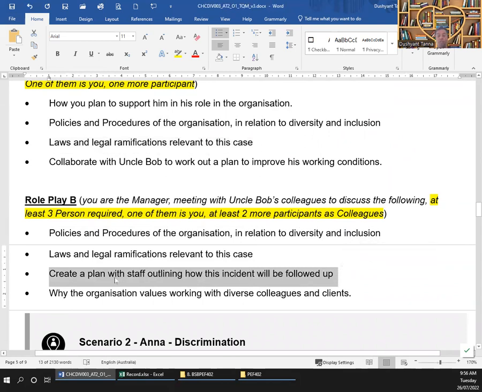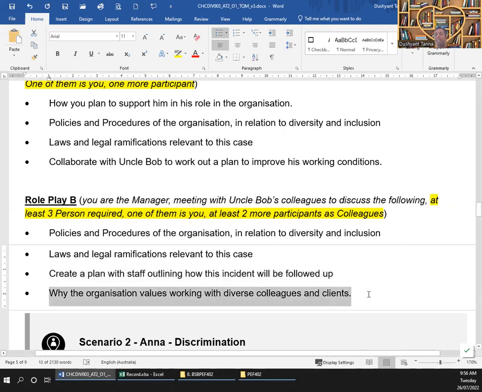Create a plan which starts outlining how this incident will be followed up. This is different. So you're telling staff members, I understand Uncle Bob misses work and you are not happy with that, but I'm working on a plan, and you create a plan and tell them, okay, this is my plan. Why? The organization values working with diverse clients and colleagues. This is the fourth point. Again, 4 points in each of them.